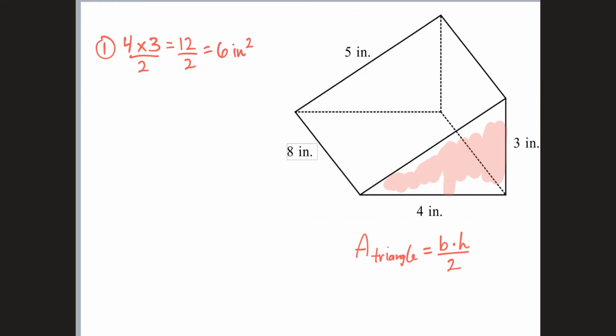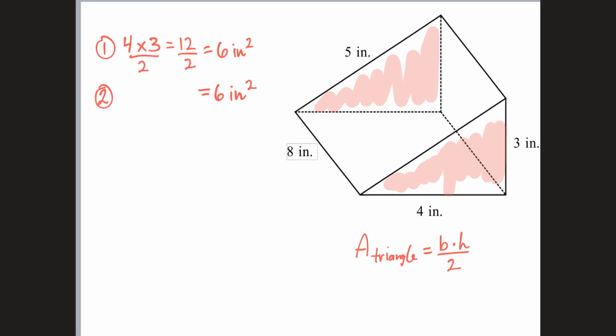Now, number 1 is that. Now, side number 2, we'll call it the opposite triangle. So that would be this here. And they're both going to have the same area. So I can just jump right in and write number 2. And that would also be 6 square inches.